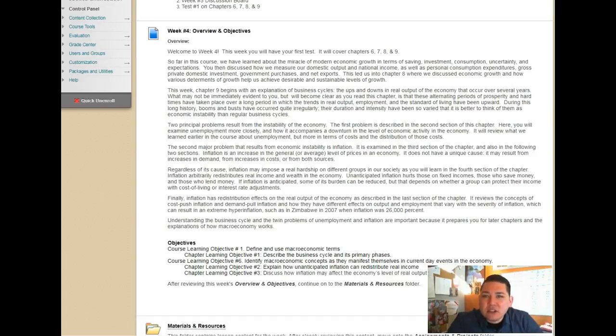Finally, as I mentioned slightly earlier, inflation has redistribution effects on the real output of the economy, and this is described in the last section of the chapter. It reviews the concepts of cost-push inflation and demand-pull inflation, and how they have different effects on output and employment that vary with the severity of the inflation, which can cause or result in extreme hyperinflation, such as Zimbabwe in 2007, when hyperinflation was 26,000%.